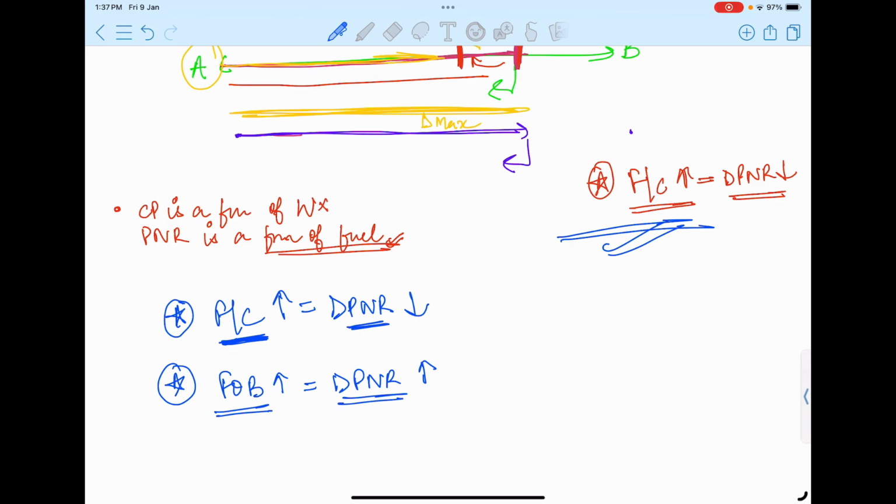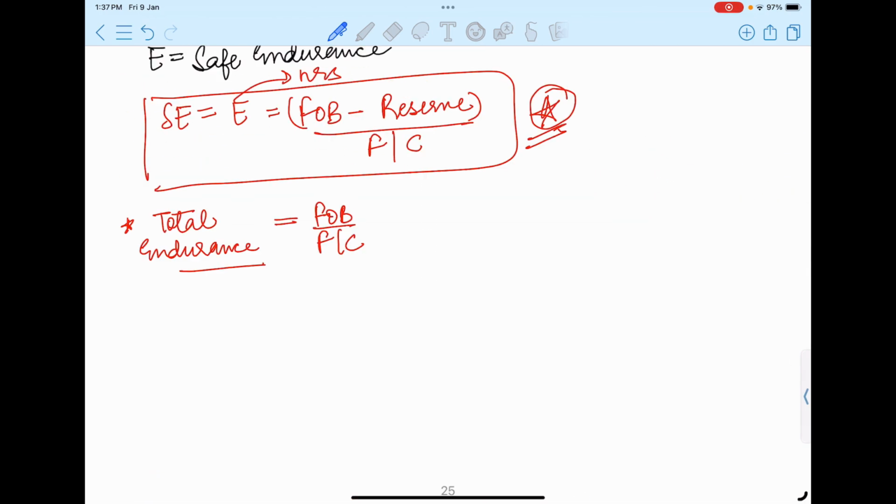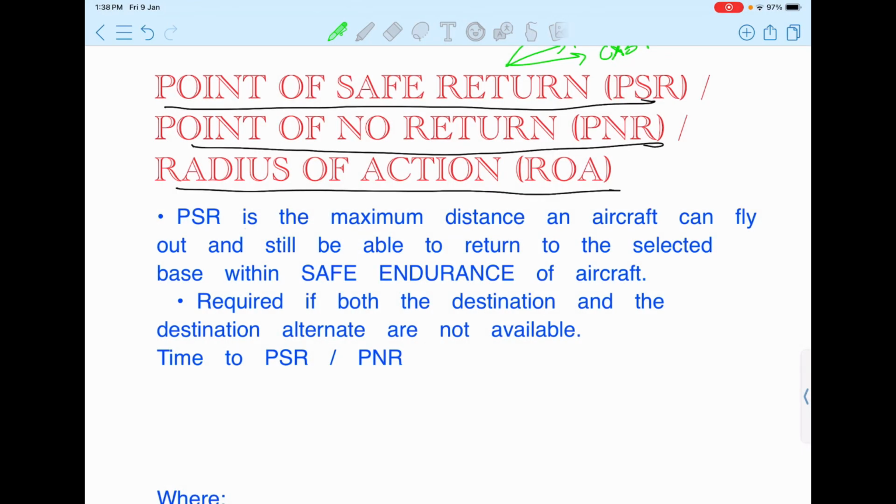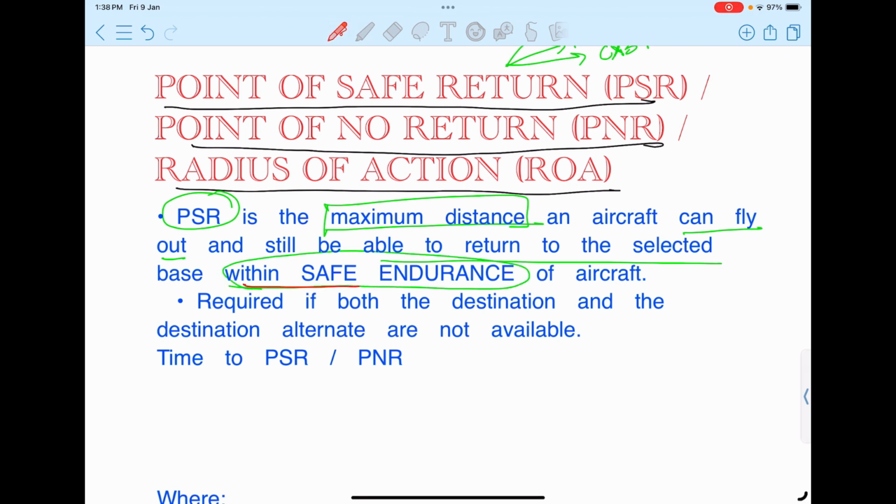So now let's move on to the notes with the definition. PSR, which is the point of safe return, is the maximum distance an aircraft can fly out and still be able to return to the selected base within the safe endurance of the aircraft. Within the safe endurance of an aircraft is called point of safe return.